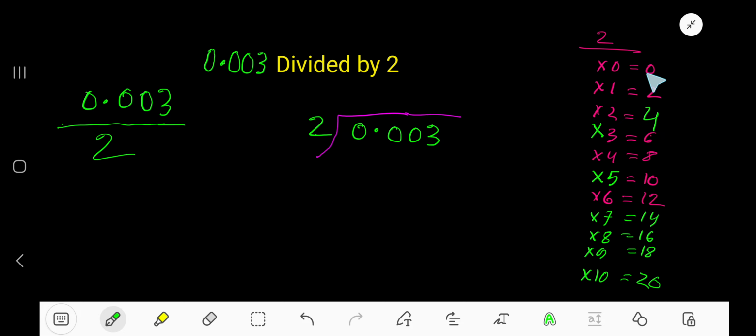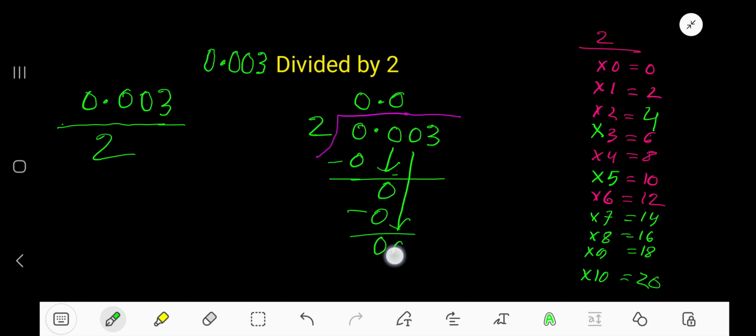Look, 2 goes into 0 how many times? 0 times. Write 0. 0 times 2 is 0. If you subtract, you are getting 0. Bring down this 0. But before this 0, there is a decimal. Decimal must come to the quotient directly. 2 goes into this 0, 0 times. 0 times 2 is 0. If you subtract, you are getting 0.